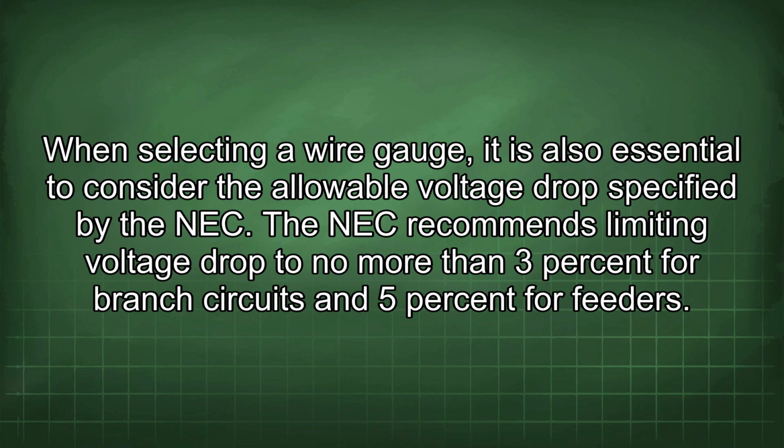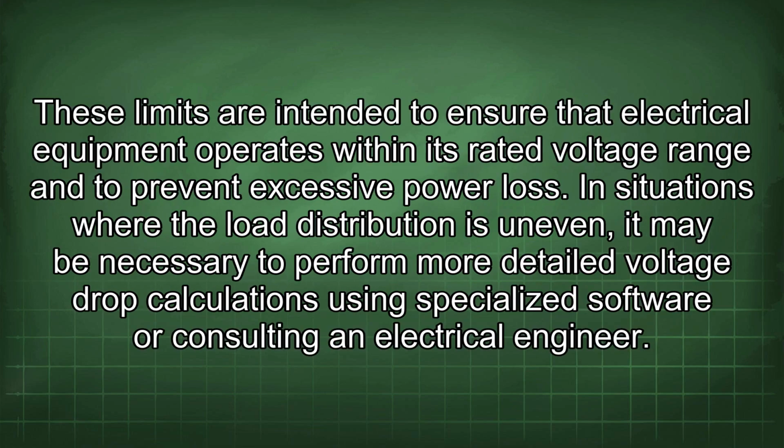When selecting a wire gauge, it is also essential to consider the allowable voltage drop specified by the NEC. The NEC recommends limiting voltage drop to no more than 3% for branch circuits and 5% for feeders. These limits are intended to ensure that electrical equipment operates within its rated voltage range and to prevent excessive power loss. In situations where the load distribution is uneven, it may be necessary to perform more detailed voltage drop calculations using specialized software or consulting an electrical engineer.